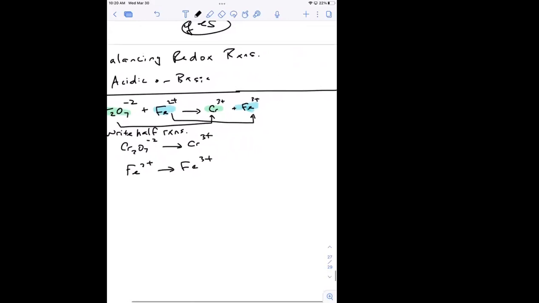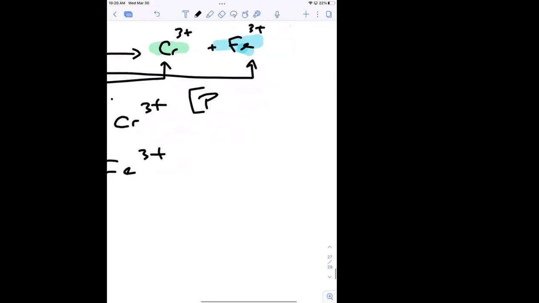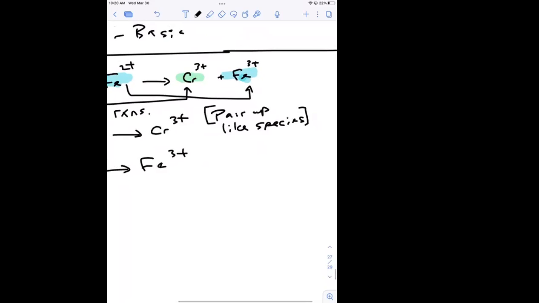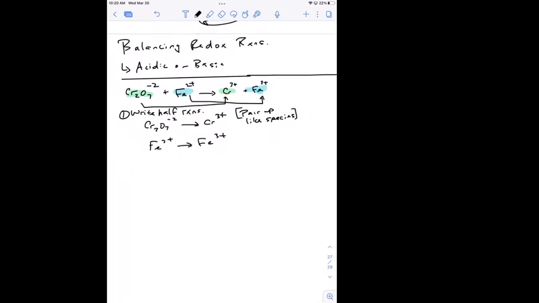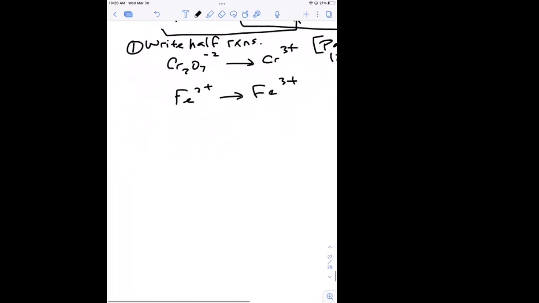So here, let me write that, right, you're going to pair up like species. So chromium went to chromium, iron went to iron. So that's how we're going to approach that. Right. Once you write the half reactions, then you have to balance all the atoms except oxygen or hydrogen. Don't touch those, there's another step for that. So in the second step, we're going to balance all the atoms.